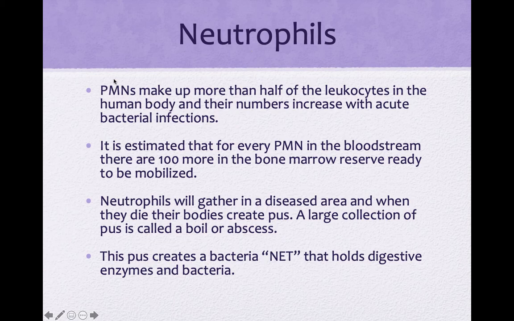Polymorphonucleocytes make up a little more than half of all the white blood cells floating around inside of your body at any given time. They're just chilling out inside of the bloodstream. That's where they live, just waiting for something to happen. If you become infected, you get a microbial infection of some sort, the numbers of PMNs in your body are going to instantaneously increase. You have about 100 times more of them or so just waiting inside of the bone marrow, ready to be called into action if they are needed.